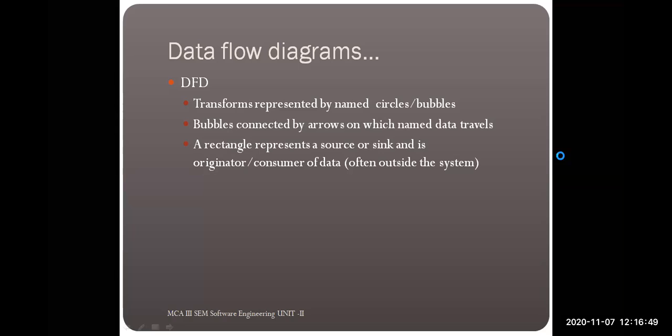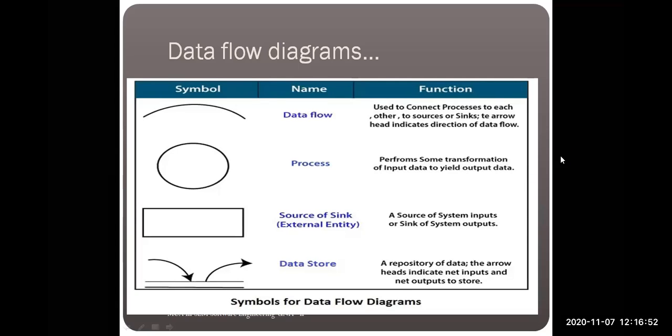So let us see some of the representations used in data flow diagrams. You can see a curved shape, and the name given for it is data flow. It is used to connect processes to each other, to sources or sinks, and the arrowhead indicates the direction of data flow. So if you put an arrow at the end of a particular point, it means data is flowing into that, either a process or something else.